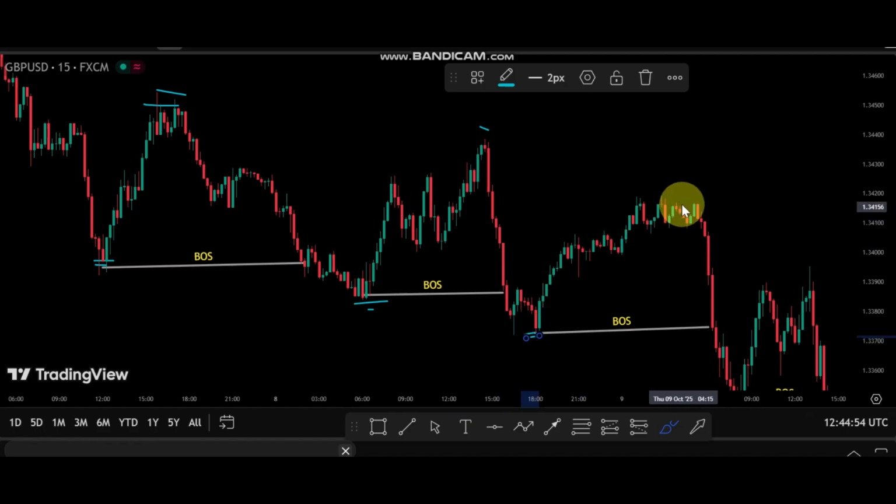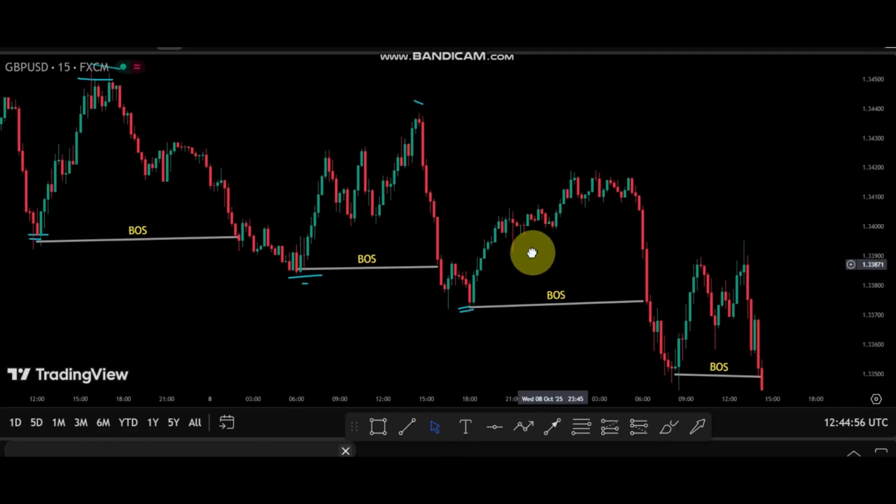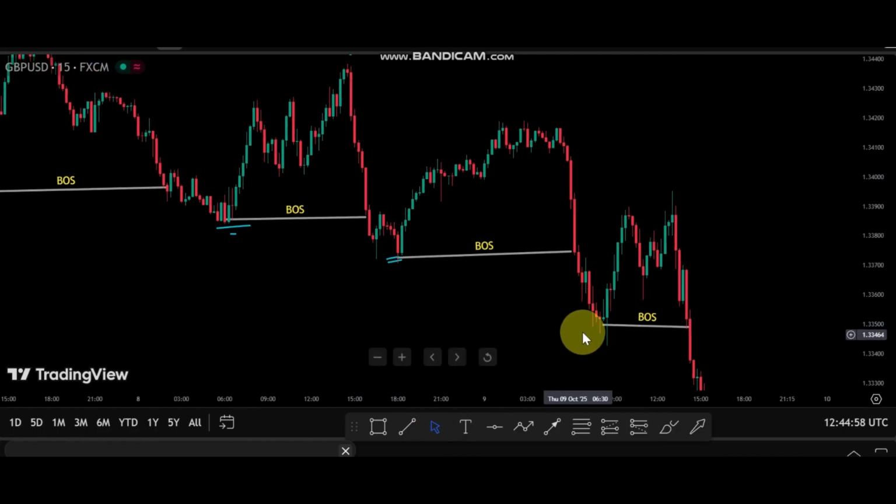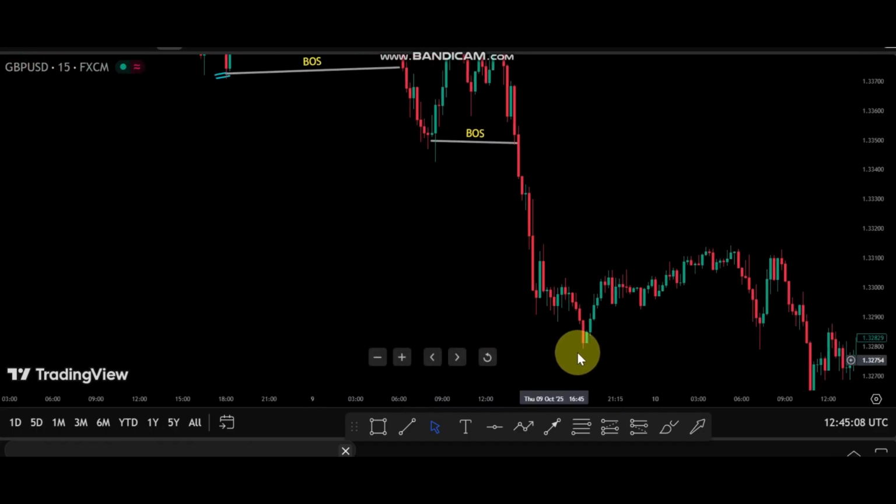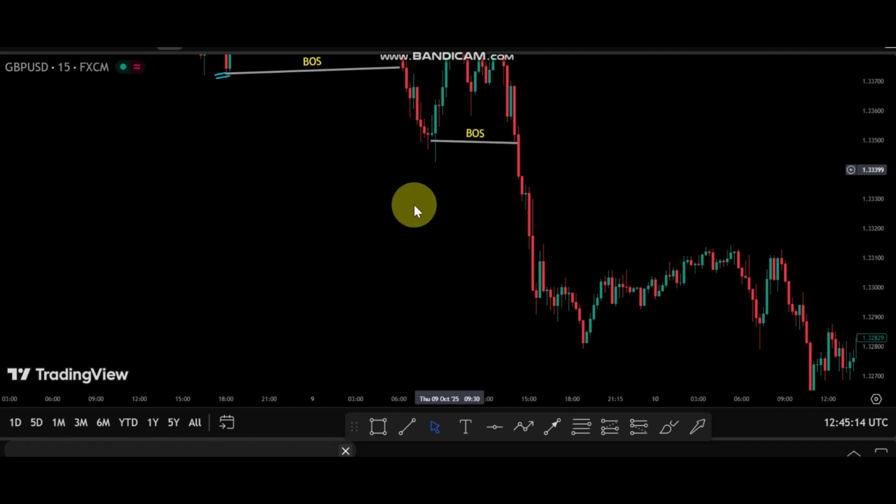Then there was a retracement and the market pushed down to create this particular new lower low. There was a break of structure. You always see a break of structure when price pushes below the previous lower low, and you can see this is a new lower low because price pushed down to create it. Here's our break of structure.